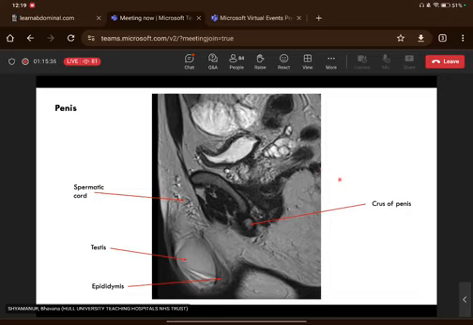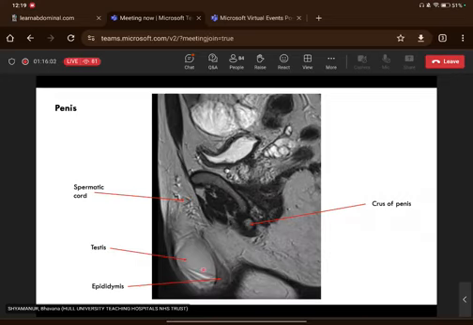Okay, another look at another sagittal view. This is definitely not midline sagittal, so we can see the urinary bladder, we can see the seminal vesicles, we can't see the urethra. This is not the pubic symphysis. It looks more like a pubic ramus as we move laterally. So this is actually a parasagittal view.